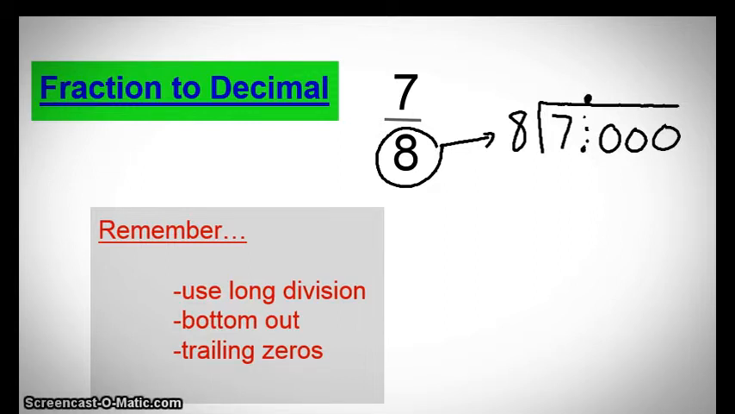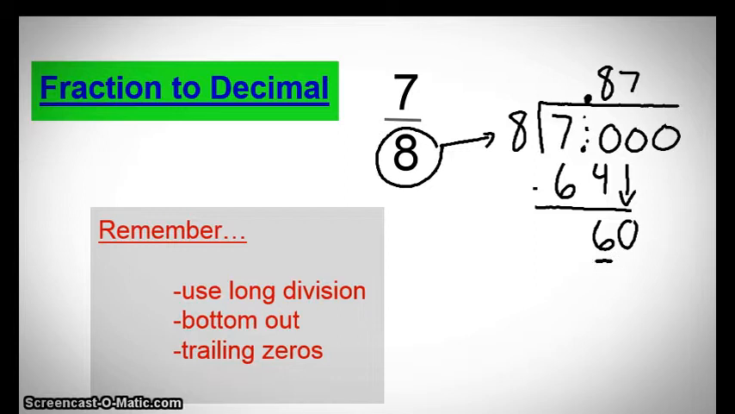8 goes into 70 8 times. 8 times 8 is 64. Subtract, bring down a 0 and start over. 8 goes into 60 7 times. 8 times 7 is 56. Subtract, you get 4 and bring down your last 0.